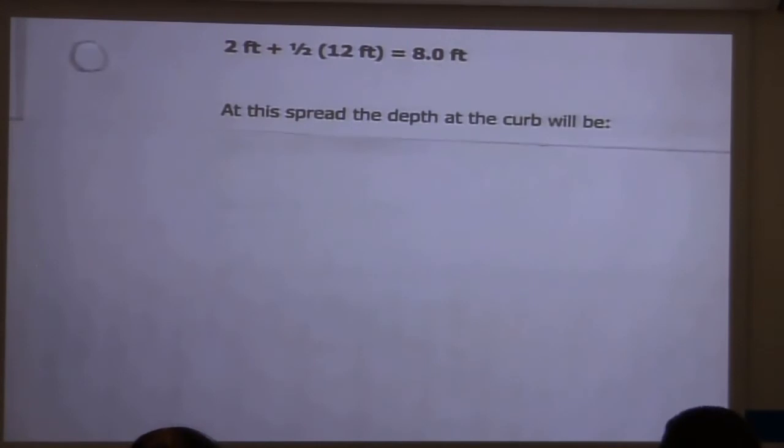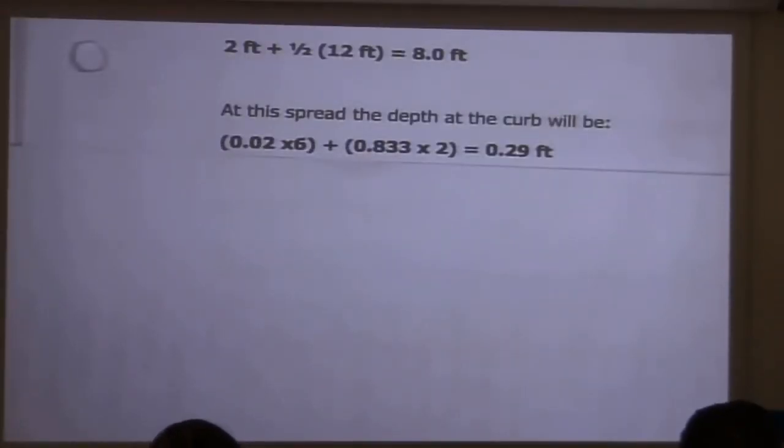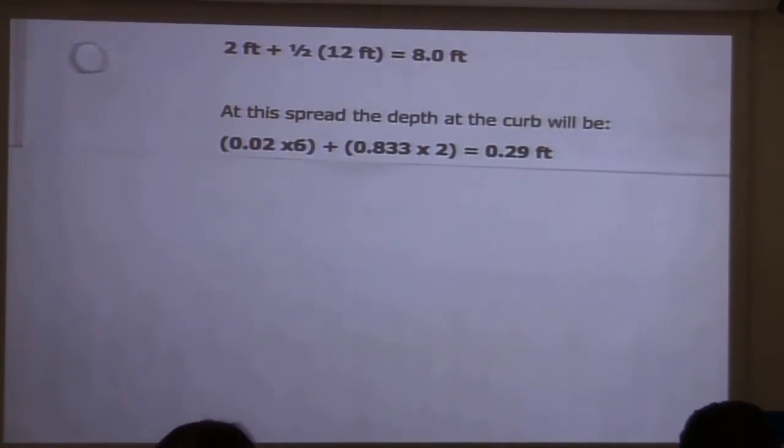Okay, so let's go over these answers or questions. So our allowable spread this time is what? 8 feet, yeah. It's the same as before, that hasn't changed. So the depth of the curb will be, what'd you get? Yeah, that wasn't asked for. No, it wasn't asked for? No. That's weird.